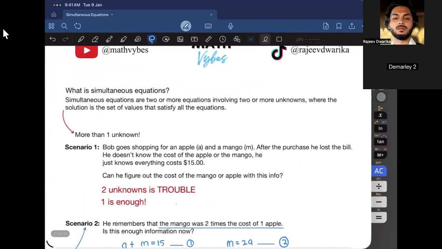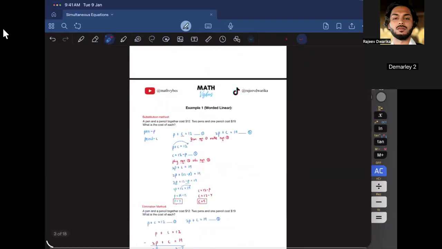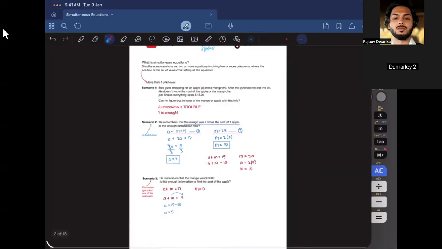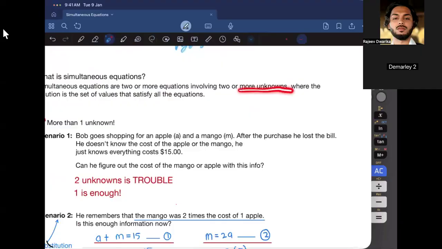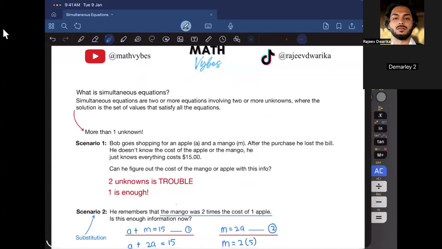Let me go back to the original definition. It says simultaneous equations are two or more equations involving two or more unknowns where the solution is the set of values that satisfy all the equations. Do you understand what that means now? Yes. So simultaneous equations are two. Well, we just deal with two, right? Yeah. Two equations, and two or more unknowns, and you have to find the two unknowns. And the solution should satisfy the equations. Did that happen? Yeah. Right.